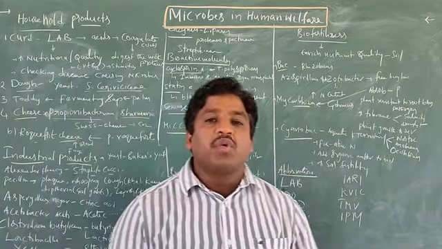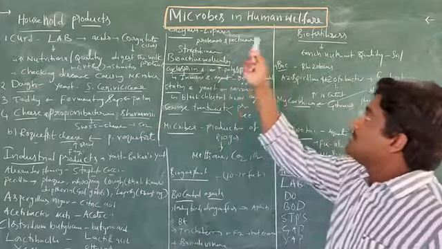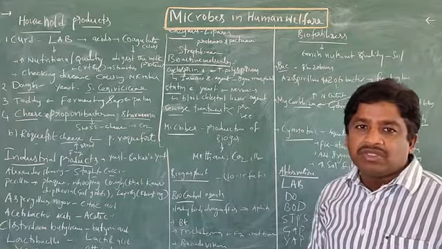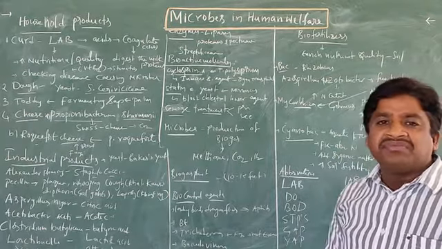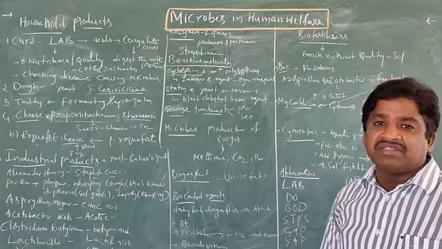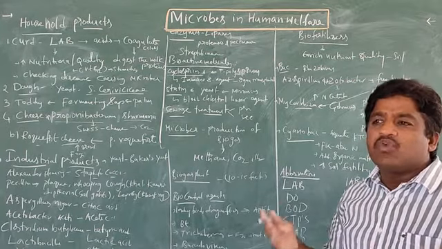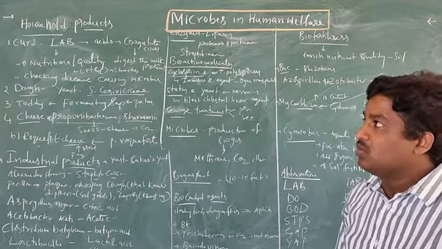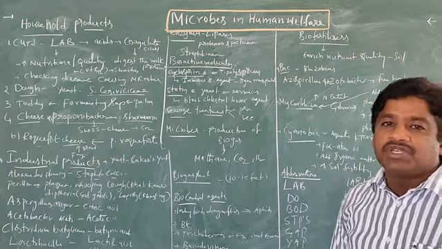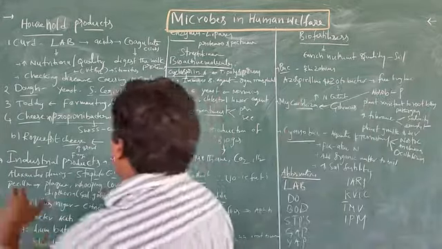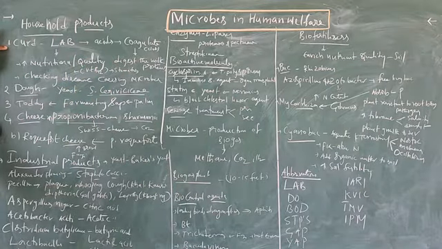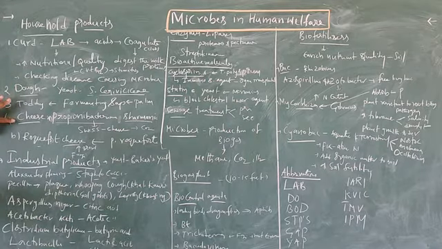Now in this class we are going to discuss microbes in human welfare. Microbes are present everywhere, in aquatic and terrestrial regions, in the soil, the entire environment. They are used in household products. See here different household products: curd, dough, toddy, and also cheese.